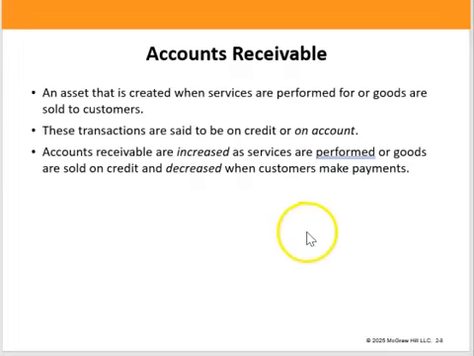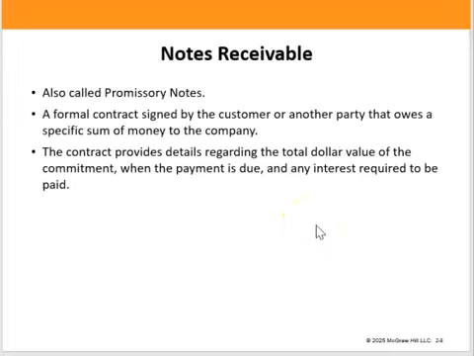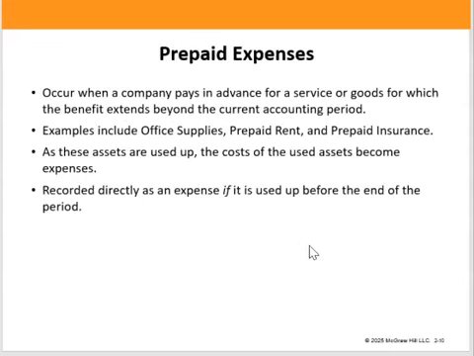Okay, so we've talked about accounts receivable. Notes receivable is a promissory note, but again, it's a receivable, so we're due to receive money from a company in the future because we have provided them with a service. Prepaid expenses, as I mentioned, prepaid rent, prepaid insurance. We haven't used it yet. So if you prepay your rent by 2 months or prepay your insurance by a year, there's value left there. We haven't used that service yet.